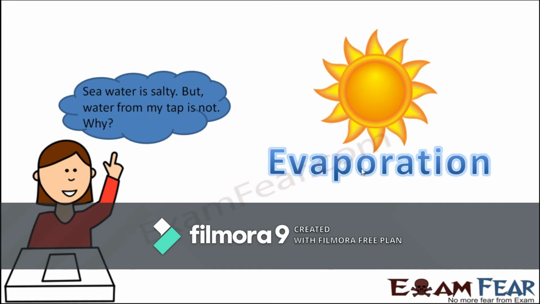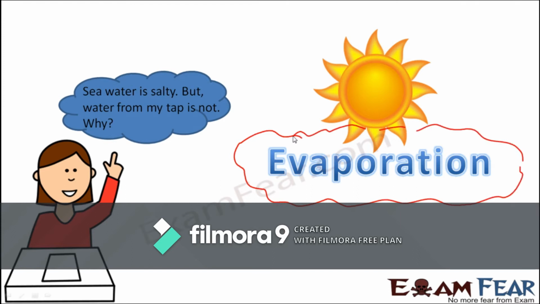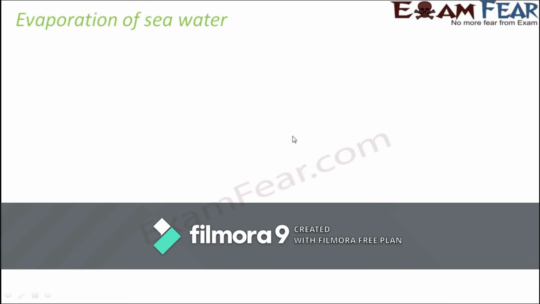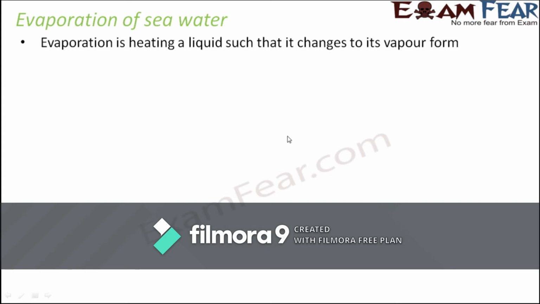So here comes the concept of evaporation. We have already discussed what evaporation is in one of our previous lessons. But again, we will see how exactly evaporation helps us to separate the salt from seawater. So let's see what happens during evaporation of seawater. When we talk about evaporation, it is about heating a liquid such that it changes to its vapor form. Basically, the change of a substance from liquid to vapor is called evaporation. So liquid water evaporates to form water vapor.